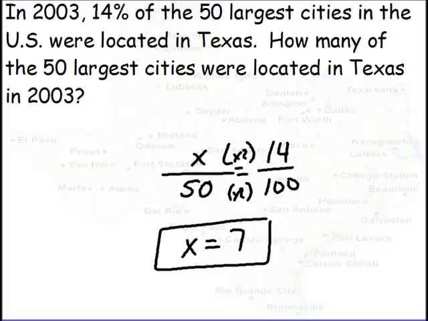Okay, this one was pretty simple. You have 14% of the 50 largest cities in the U.S. So out of the total largest cities, 14% were in Texas. So that's 14% for Texas and 100% total. So you should end up with 7 of the largest cities in Texas.